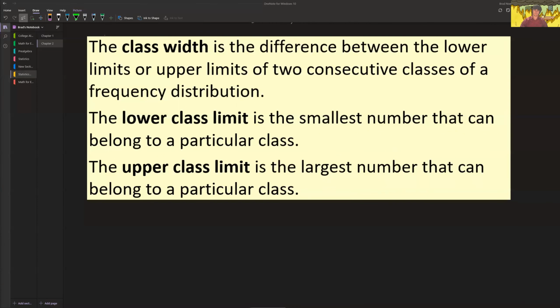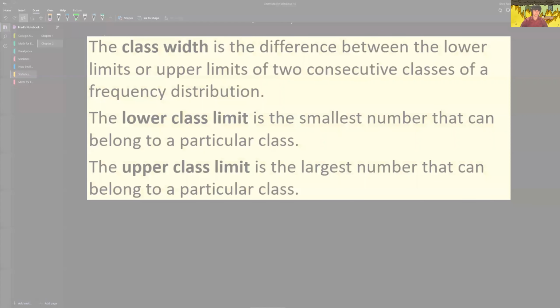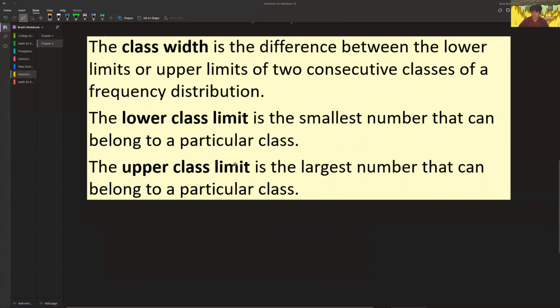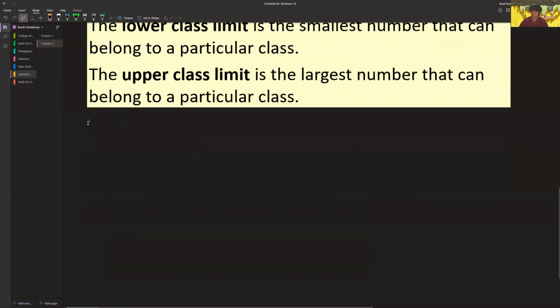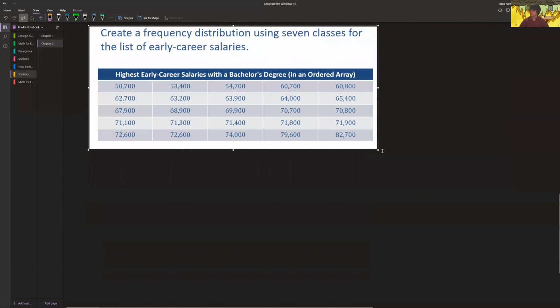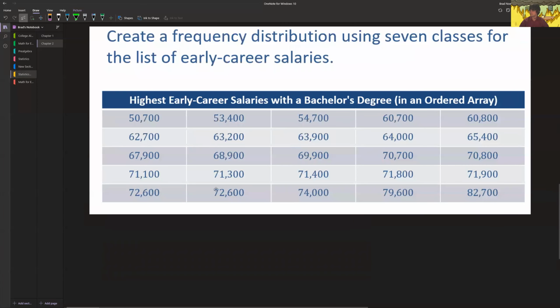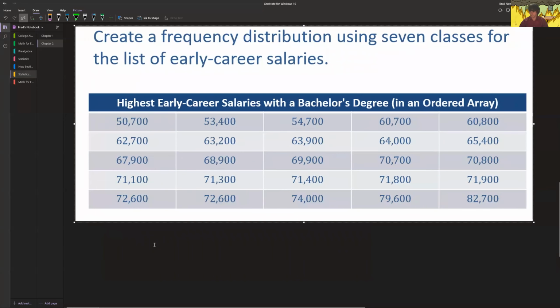So let's go ahead and suppose that we are tasked with finding a frequency distribution from this data here. I recommend you go ahead and pause the video so that you can get all of this data written down, and then we'll go about constructing our frequency distributions from that.